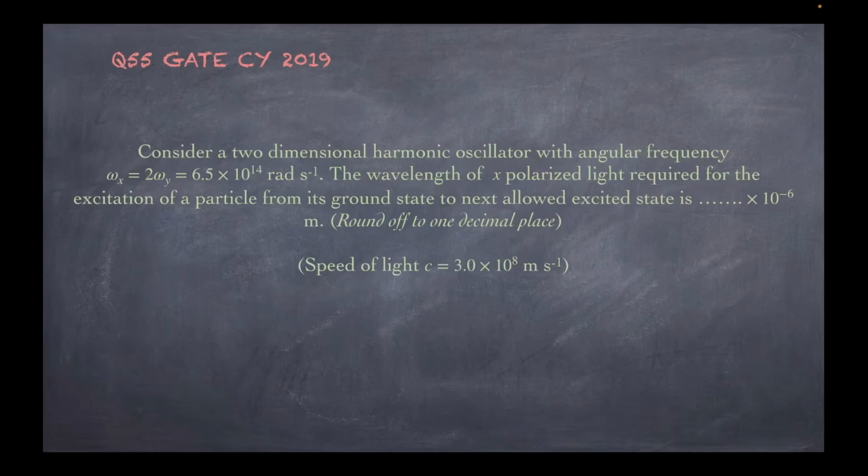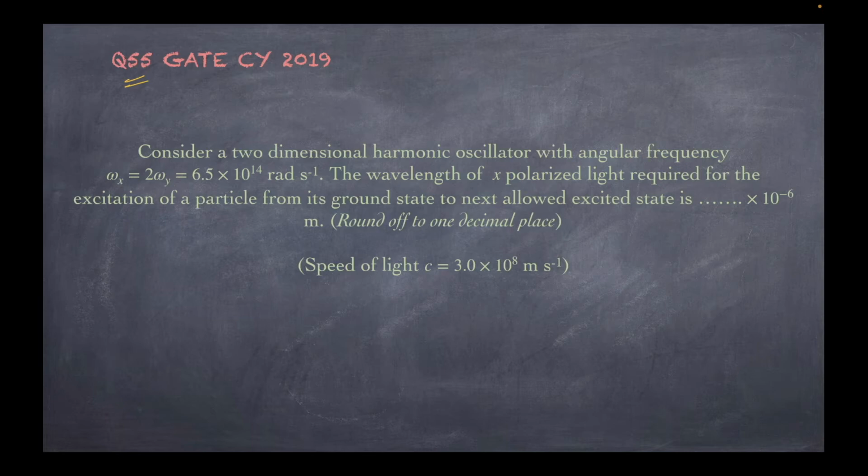In this video, we'll be solving question number 55 from GATE Chemistry 2019 paper. So the question is the following. Consider a two-dimensional harmonic oscillator with angular frequency omega x equal to 2 omega y equal to 6.5 times 10 to the power 14 rad per second.